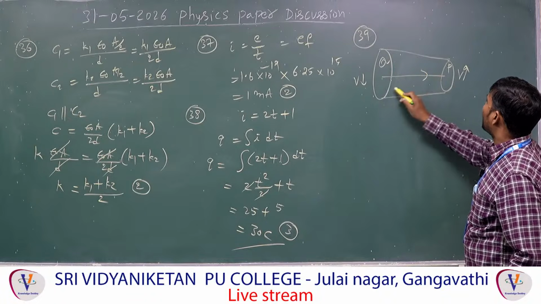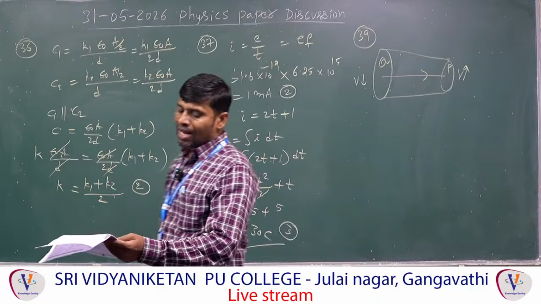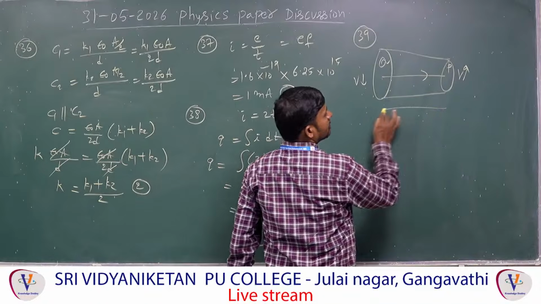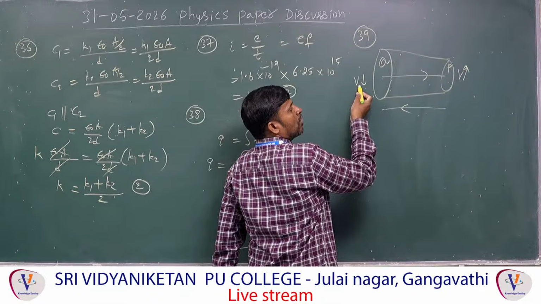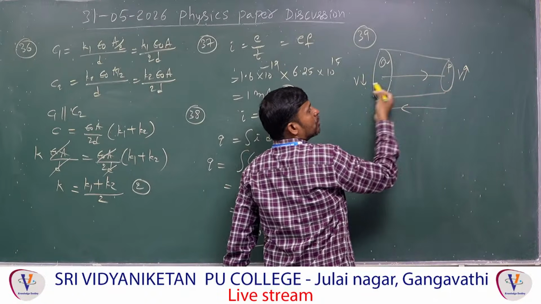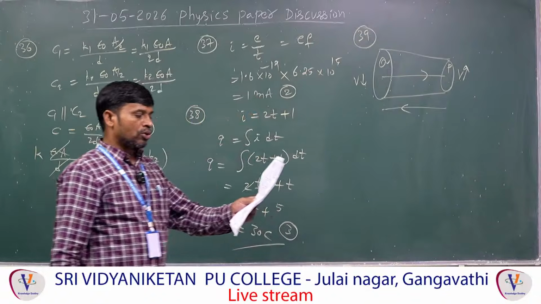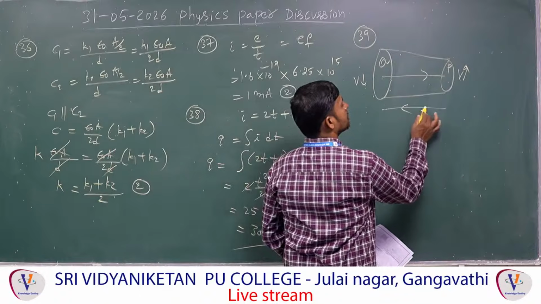Electrons are moving from this side to this side, here low velocity, this side high velocity. From Q to P, what happens? The velocity value increases from Q to P. And from P to Q, what happens? Here it is a low value, this is a high value. From high value to low value, the speed decreases from P to Q. So it decreases from P to Q, like the third option.